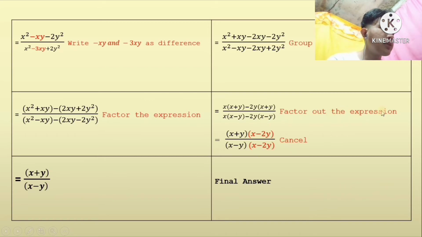So factor out the expression. In the numerator, factor out x plus y and x plus y. In our denominator, factor out x minus y and x minus y. So our equation will be x plus y times x minus 2y over x minus y times x minus 2y. So cancel out or divide x minus 2y and x minus 2y. So our answer will be x plus y over x minus y.